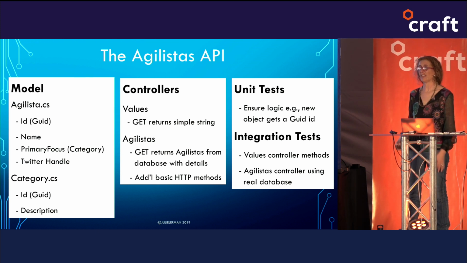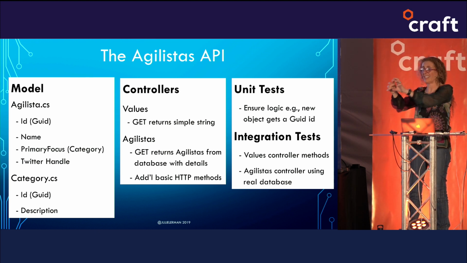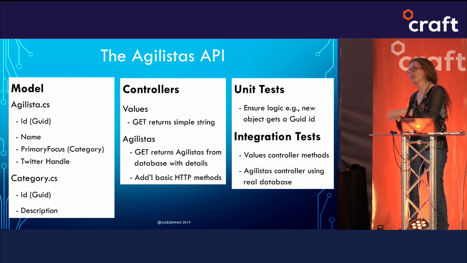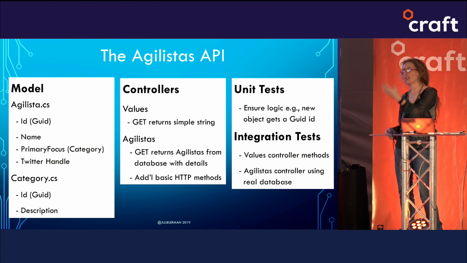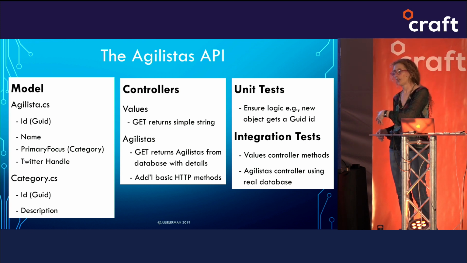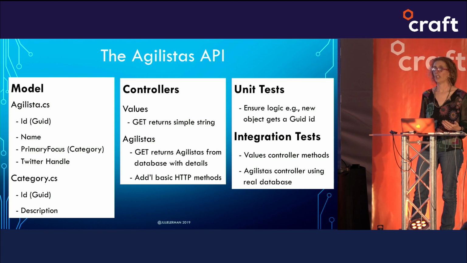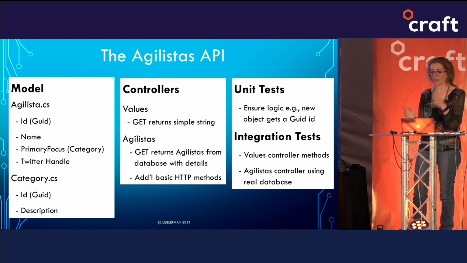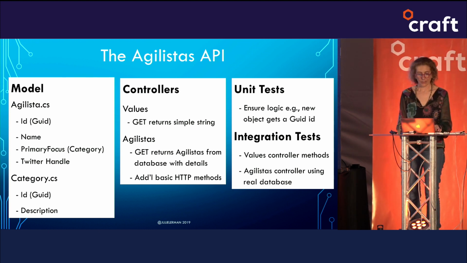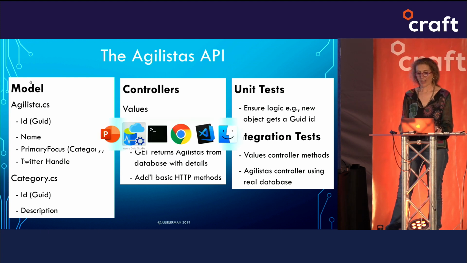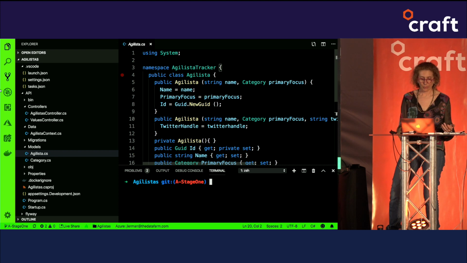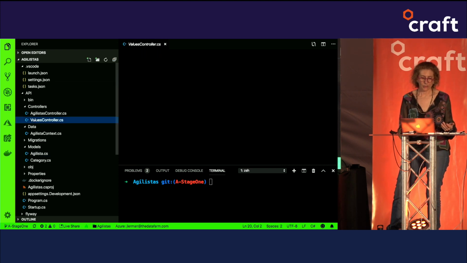There are unit tests that have basic logic to just test my domain models to make sure the logic in there is working. I create a new one, make sure the ID is populated with a GUID. But I also have integration tests that hit the controllers. So one of those just makes sure that the controller, like the values controller, is returning the string it should be returning. Here's the values controller.